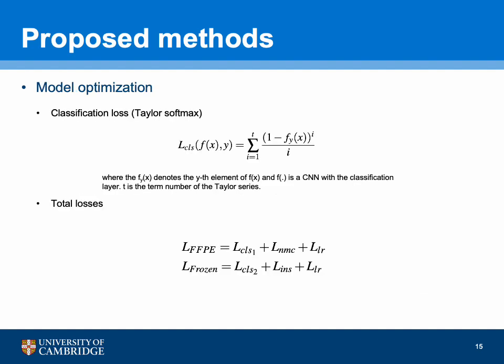In the classification, we adopt Taylor softmax to estimate the softmax, and it's for reducing overfitting. The form of the total loss will be like this. Each loss is for each network's backpropagation.